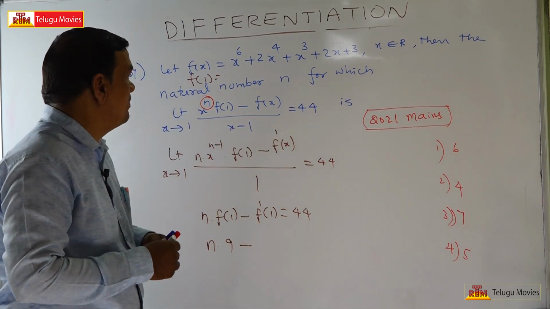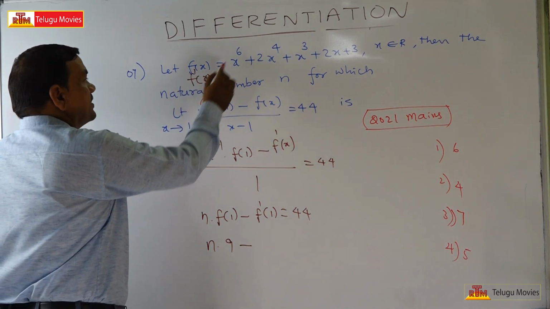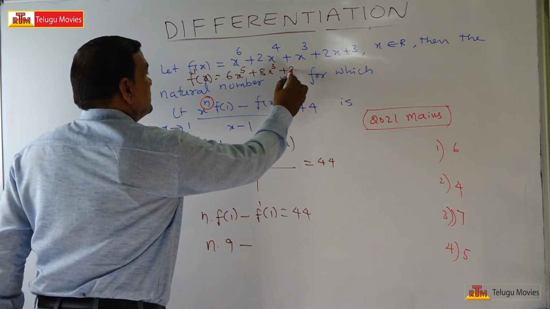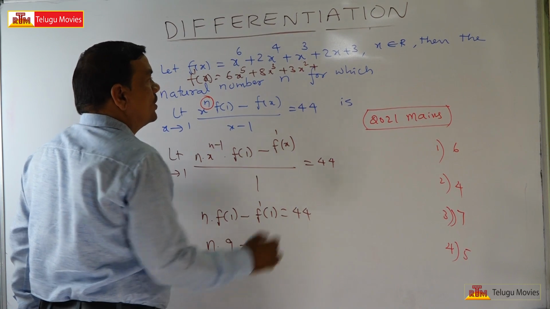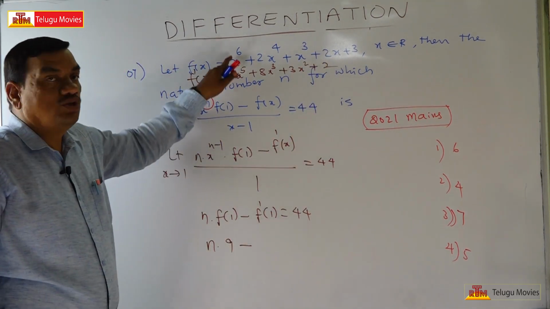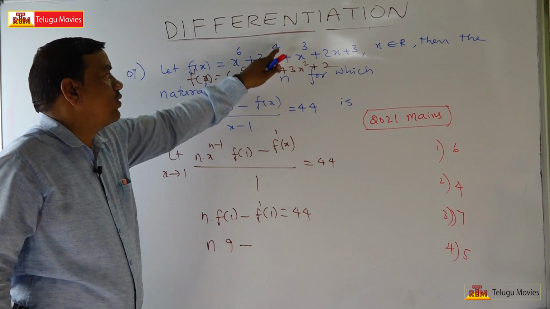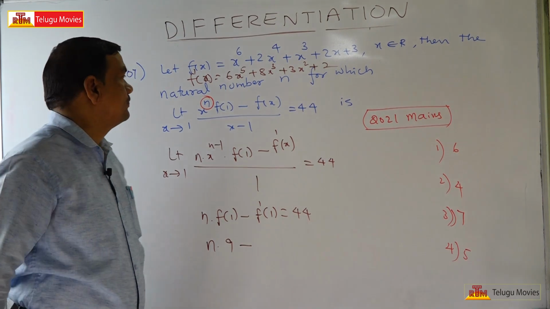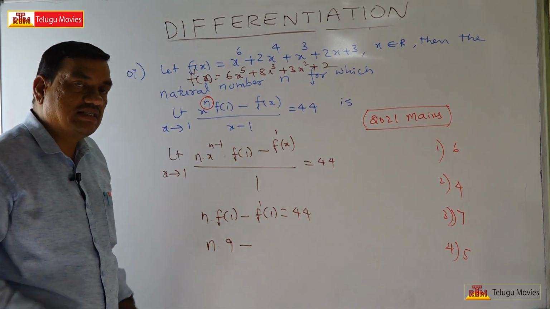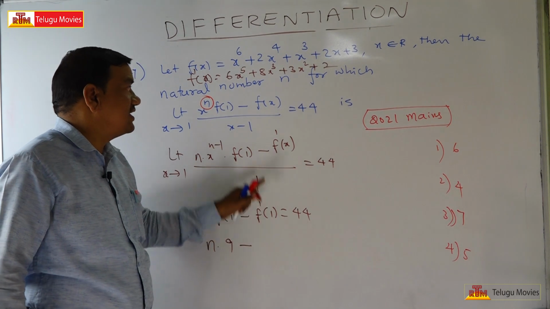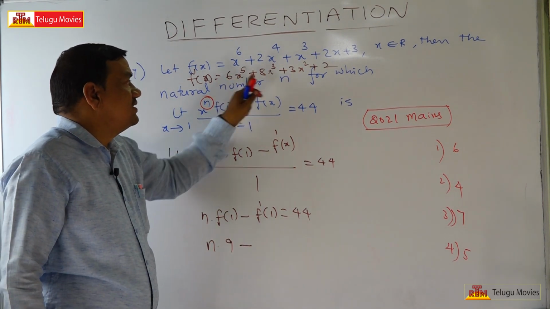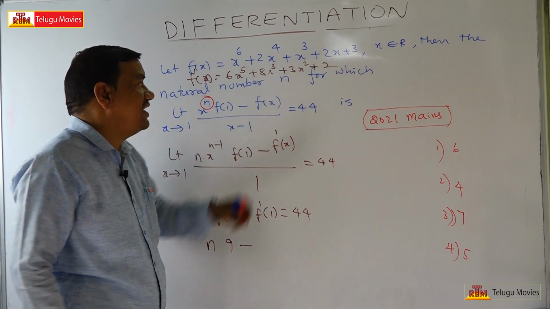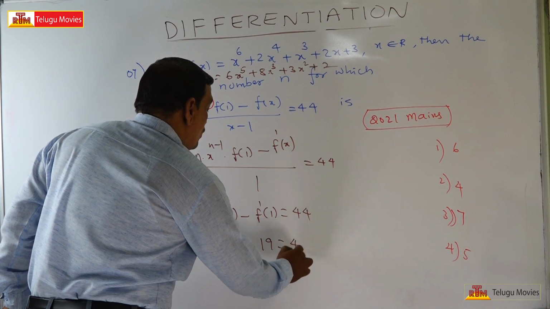That means f dash of 1 means what? You have to find out f dash of x. This is equal to 6x to the power of 5 plus 8x cube plus 3x square plus 2. X to the power of 6 derivative 6x to the power of 5. X power 4 derivative 4x cube times 2, that is 8x cube. X cube derivative 3x square. 2x derivative 2. F dash of 1 means, wherever x is there, substitute 1. Here 1, here 1. 6 plus 8, 14. 14 plus 3, 17, 17 plus 2, 19. So 9n minus 19 is equal to 44.